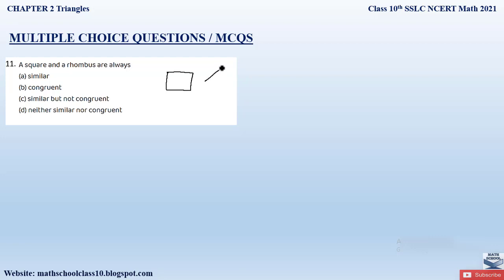And in case of a rhombus, all the four sides are equal but angles are not equal. So therefore the shape differs between a square and a rhombus. Hence they are not congruent.